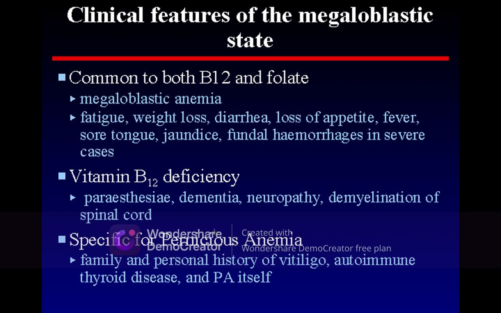Specific for pernicious anemia, because it is actually a multifactorial disorder, it is an autoimmune disease associated with polyglandular autoimmune diseases. Family and personal history of vitiligo is there. It may be associated with diabetes, and autoimmune thyroid disease, that is Hashimoto thyroiditis, and it can cause pernicious anemia itself. Pernicious anemia, along with vitiligo, thyroiditis, and adrenocortical insufficiency, is called polyglandular type 1 or polyglandular type 2 autoimmune diseases.